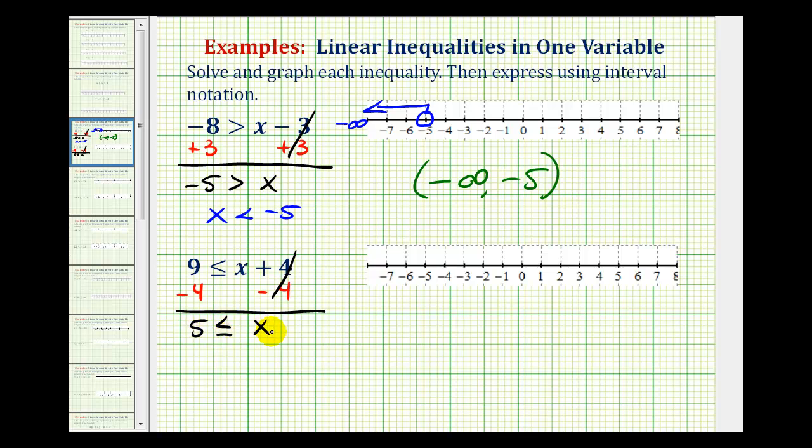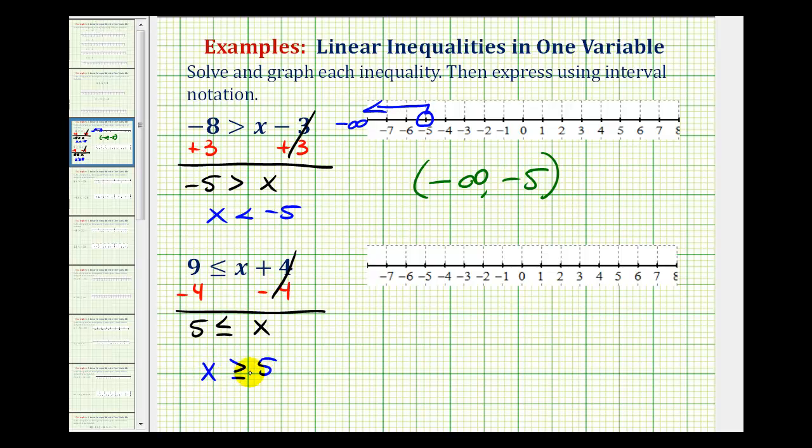While this is the solution, it's probably going to be helpful to reverse the order here. 5 less than or equal to x is equivalent to x greater than or equal to 5. Again, notice how the inequality symbol is pointing toward the 5 here, and it's still pointing toward the 5 here. So these two are equivalent.